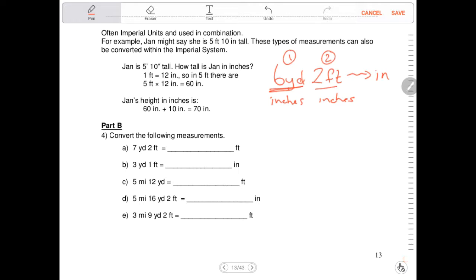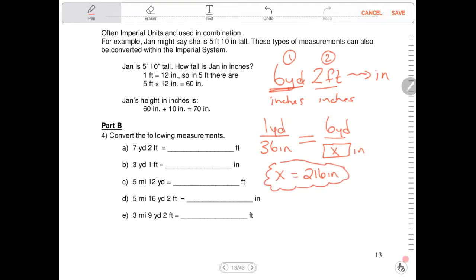So you were looking for yards into inches on your data table, and you can see right there that 1 yard is equal to 36 inches. We are using 6 yards from our question. Put our X down there and it'll be in inches. So you're going to get in this case an X value of 36 times 6, which is 216 inches. And that is a portion of your answer.